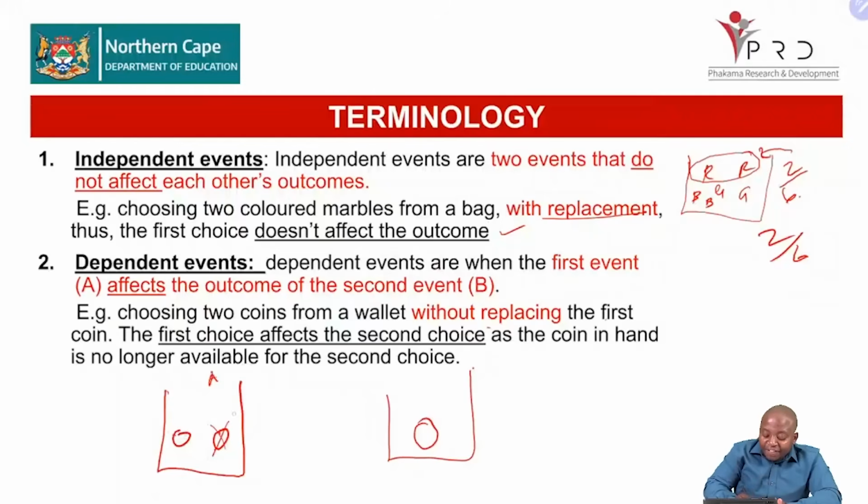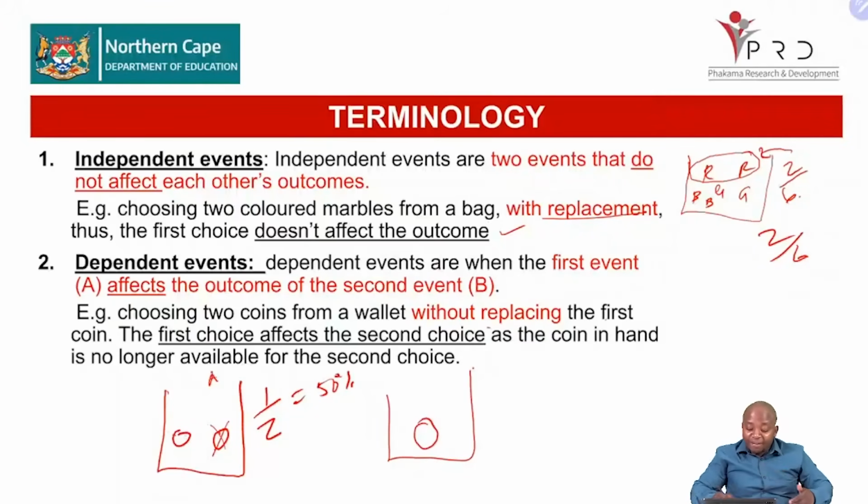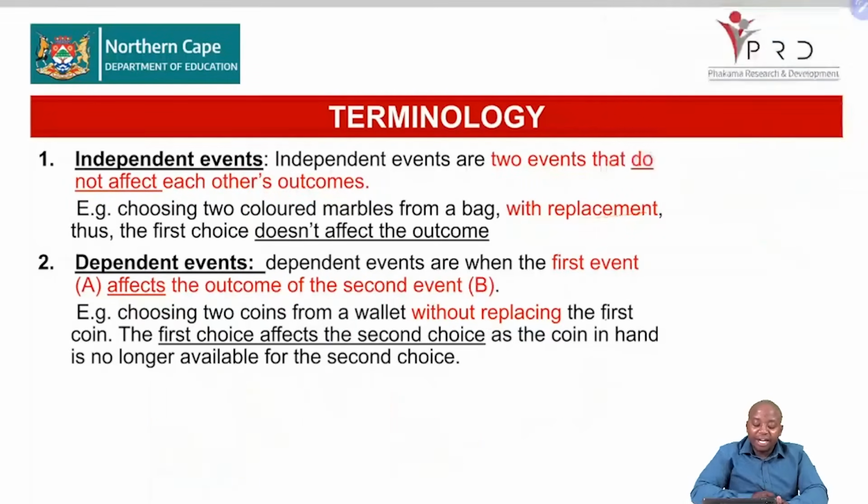Then on my second event, I will only remain with 1 coin. What do you see there? After I've taken the first coin, I had a probability of 1 over 2, which is 50%. Now, in the second event, I do not replace the coin that I've taken out. I proceed and choose on the second event. I can now see that I only have 1 coin, which is the total. So it's going to be 1 over 1, which gives me 100%. So what do we see there? Under dependent events, the first event affected the second event, because the first event had a 50% chance, and on the second event it is no longer 50%, it is now a 100% chance. So those are the dependent events.